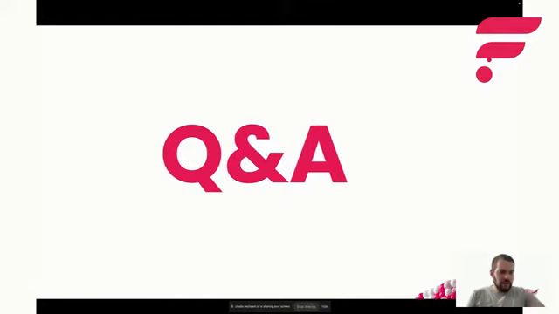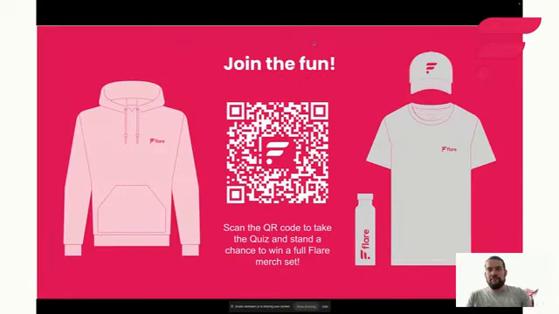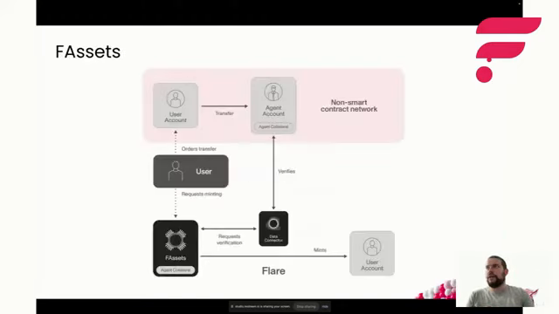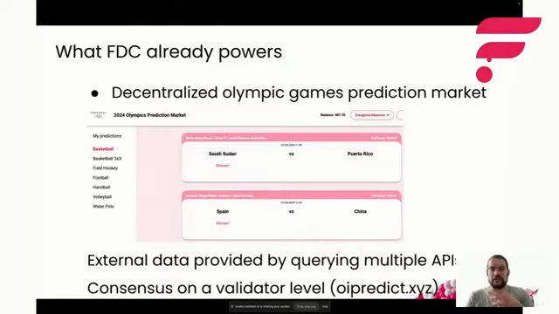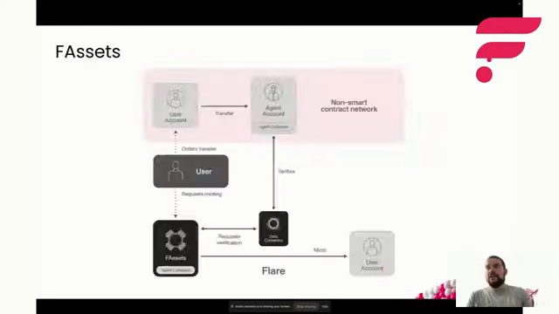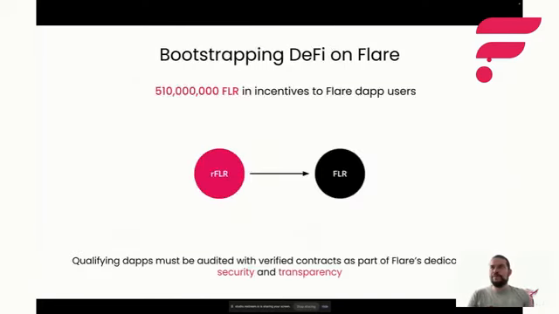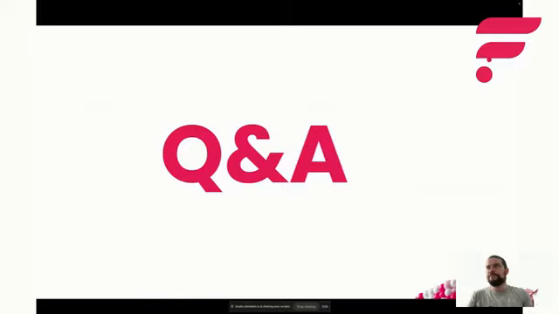The next question is, what are some real world use cases or applications already being built on Flare? So I think I can just scroll back a bit. This DeFi ecosystem is quite big. There's also a nice, I also like this Olympic Games prediction market. There are some new ones coming up. We have an almost stable coin coming up that is again secured by the FTSO and FDC, and so on.